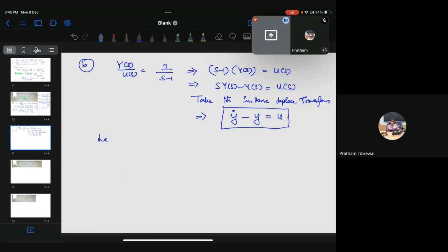So now let us consider x as the state variable. Let x equal to y. So what does that become? x dot is equal to y dot. So x dot is equal to y dot means what? y plus u from here. y dot is nothing but y plus u. So that is the first equation: x dot is equal to x plus u. Why? Because x is equal to y.